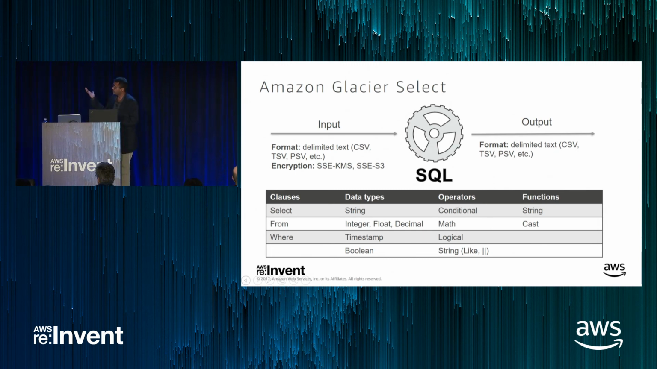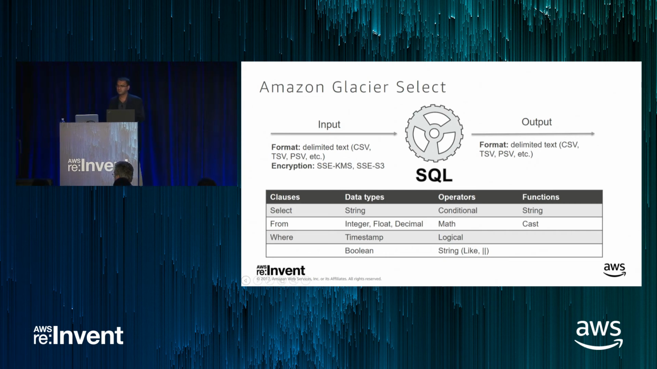In terms of encryption, we support server-side encryption, specifically SSE-KMS and SSE-S3. For SQL clauses, we support SELECT for selecting the columns, and FROM, where you always write from archive in Glacier, and the archive refers to the archive ID you've specified. I'll show you that in an example. And WHERE is for the filtering conditions. For data types, we support pretty much all the fundamental data types. Default is string. For operators, we support conditional, math, logical, and string operators. And you can also cast; we provide cast functions.